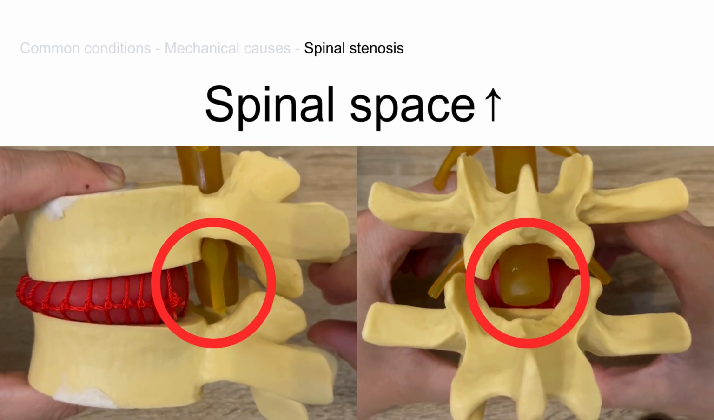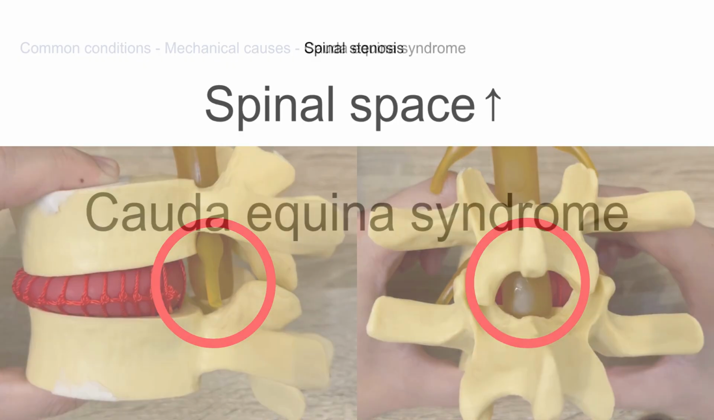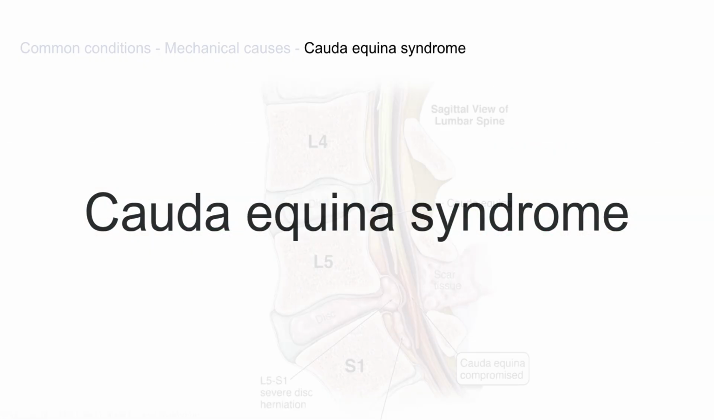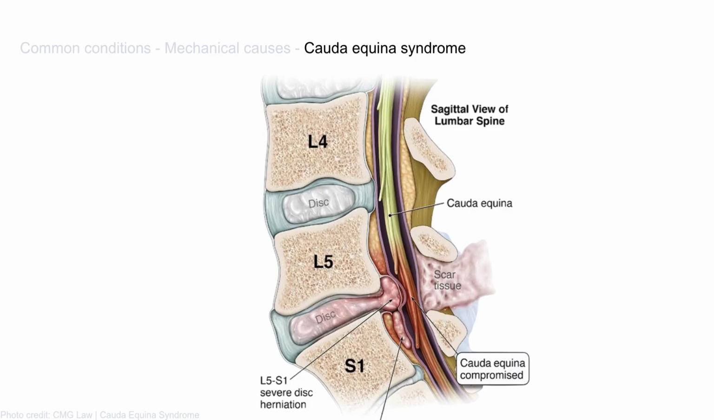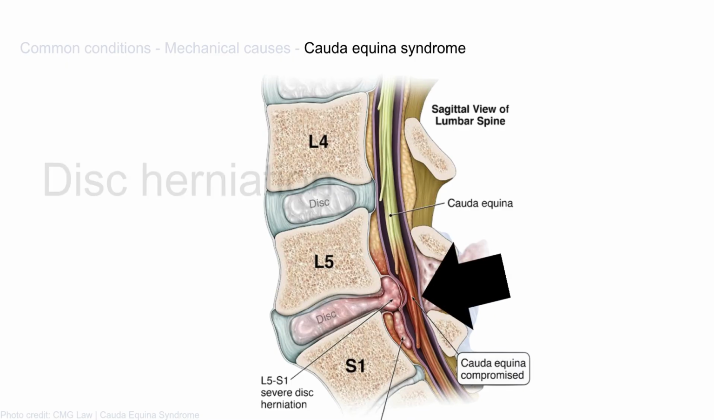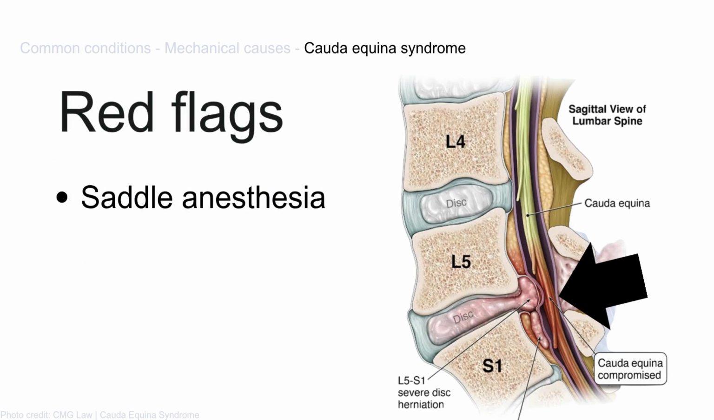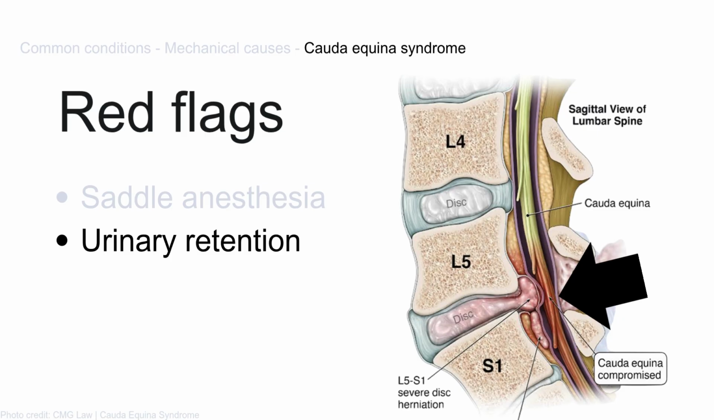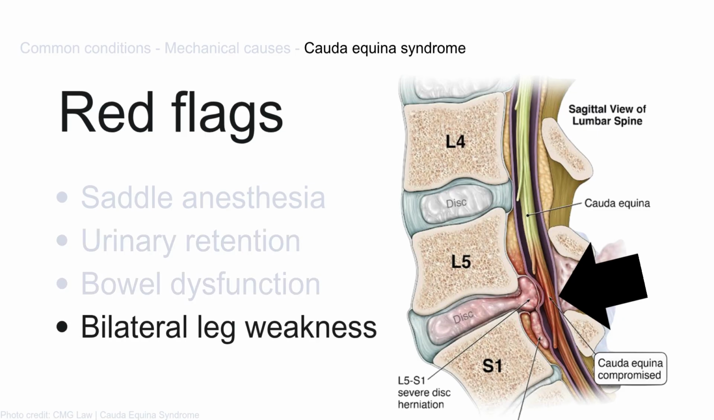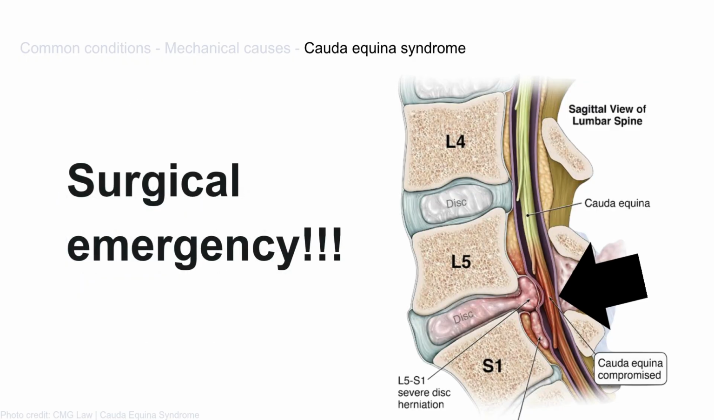One serious complication we must always watch out for is cauda equina syndrome. This occurs when the lower nerve roots, the cauda equina, are compressed, often due to a large disc herniation or severe stenosis. Red flags include saddle anesthesia, urinary retention, bowel dysfunction, and bilateral leg weakness. This is a surgical emergency and requires immediate medical attention.